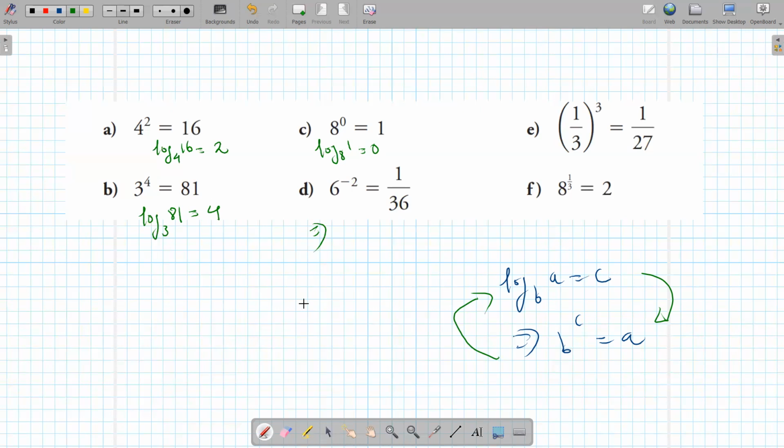Log base 6 of 1 over 36 equals -2. That's right, absolutely right. And that's all there is to this. E, it's going to be log, again the base becomes the base, 1 over 3. The exponent gets tossed on the other side, and the other side becomes the a value like that. What's the answer to F? Log base 8 of 2 equals 1 over 3. That's it.